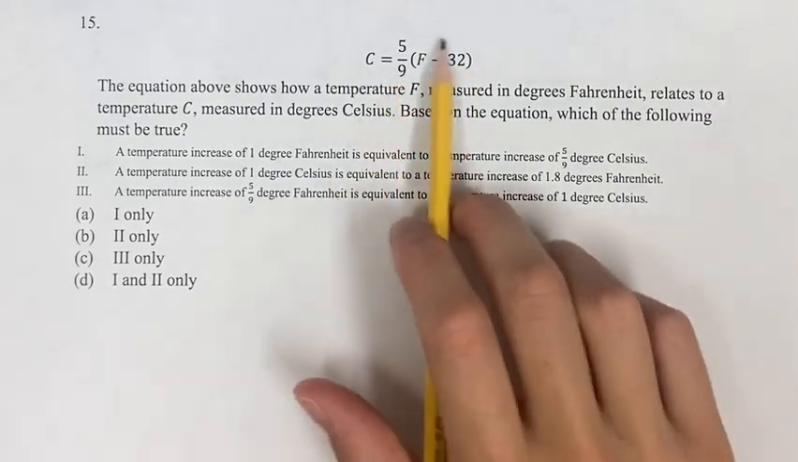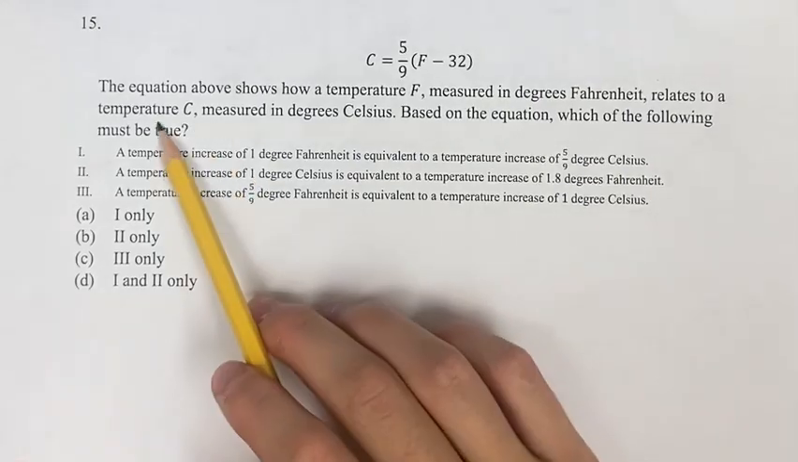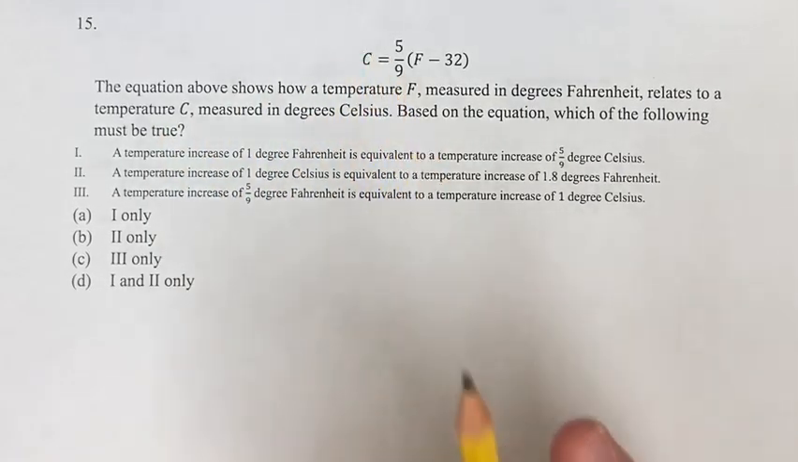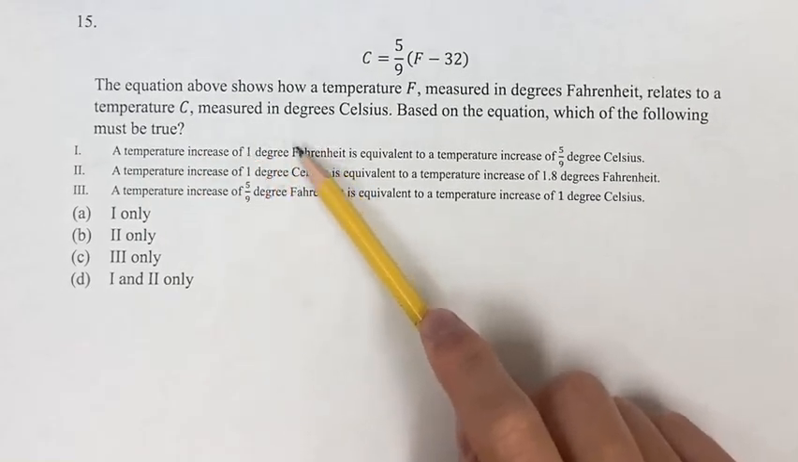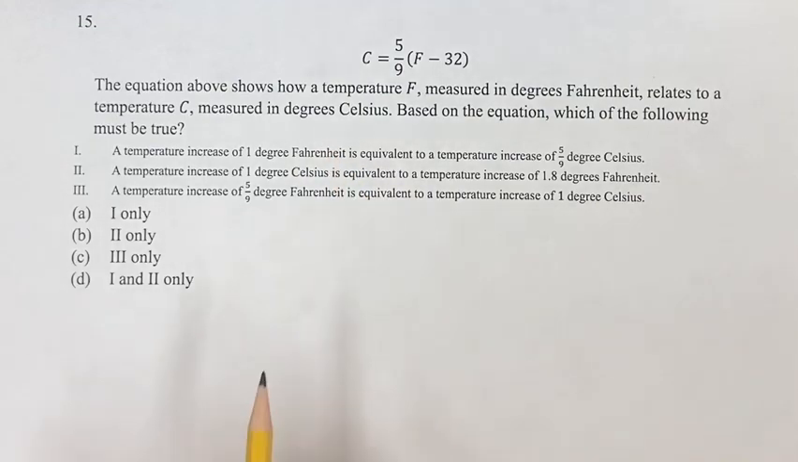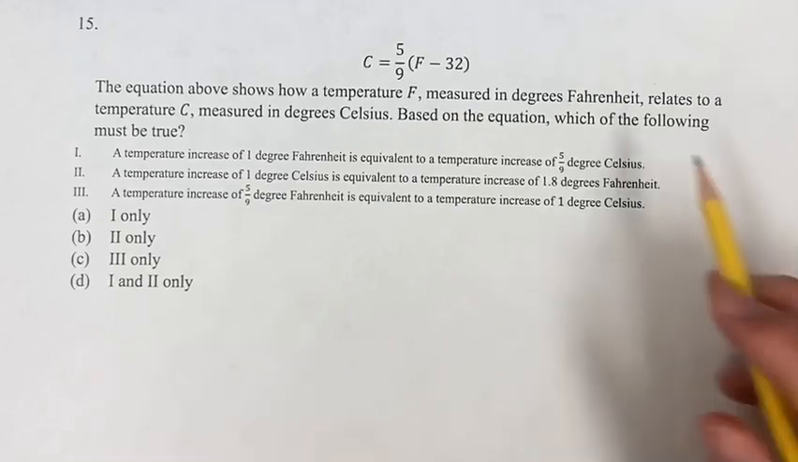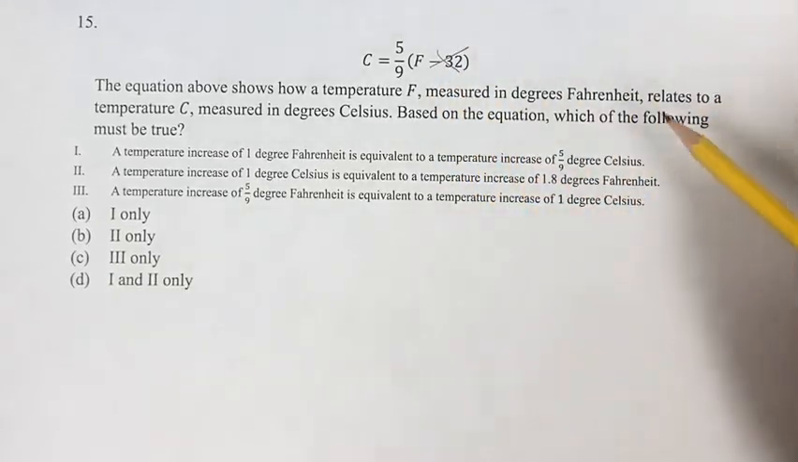In this problem, we're given this equation, which is relating the temperature C in Celsius to that same temperature measured in F, Fahrenheit. So we're looking at a temperature increase in degrees Fahrenheit, degrees Celsius, and how that would relate to the other measurement. And so what we want to do in this case is ignore this minus 32.